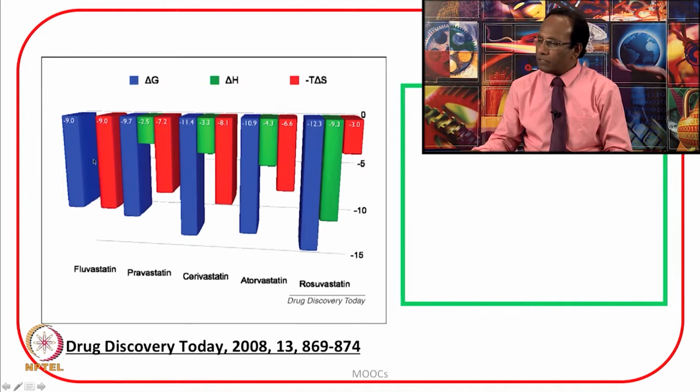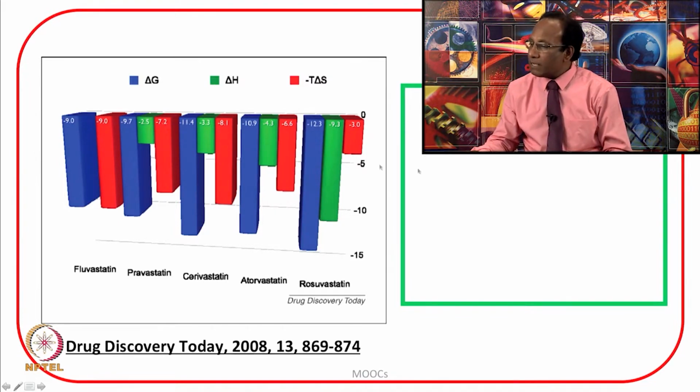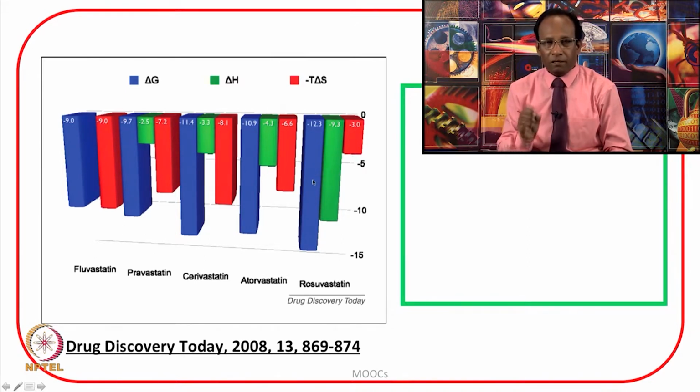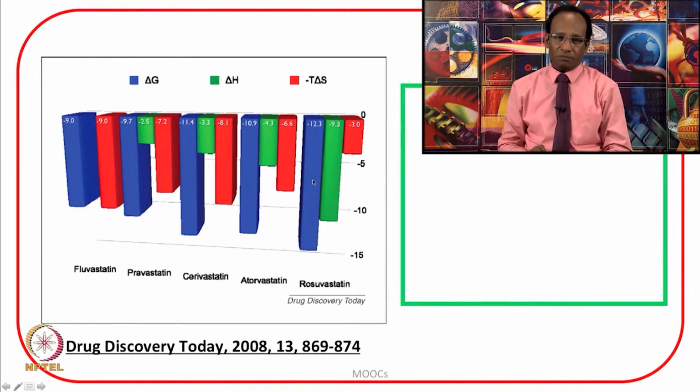But a general comment which I can make over here is that from the first in class, if I say fluvastatin as the first in class in this period, to the best in class, the best in class in this period I will call rosuvastatin. So, from the first in class to the best in class, the trend has been enthalpic. That is, over the number of years, the new drug molecules were binding with more exothermic character.